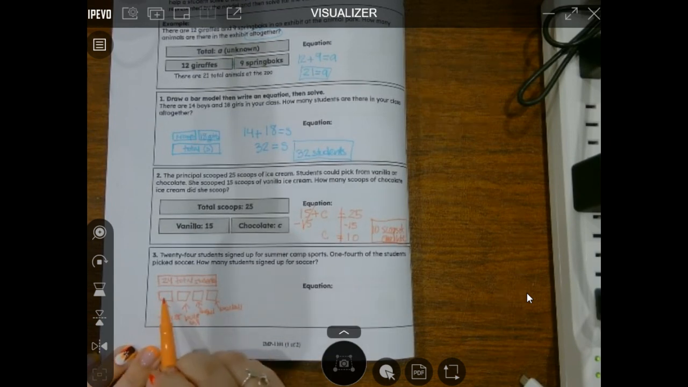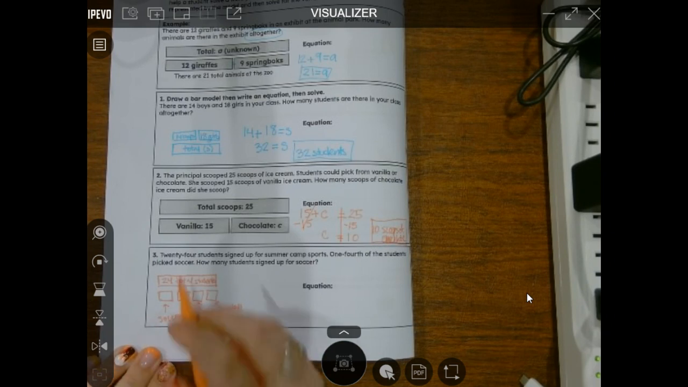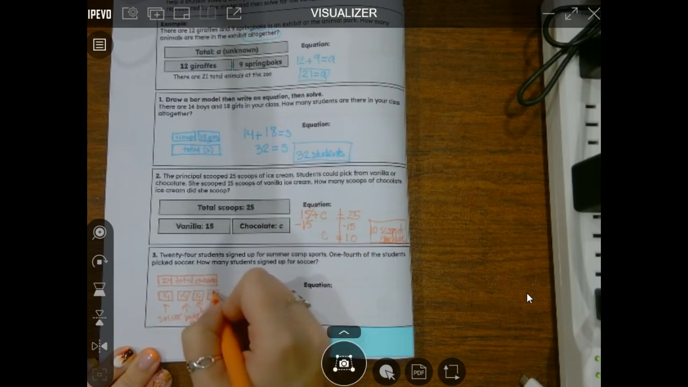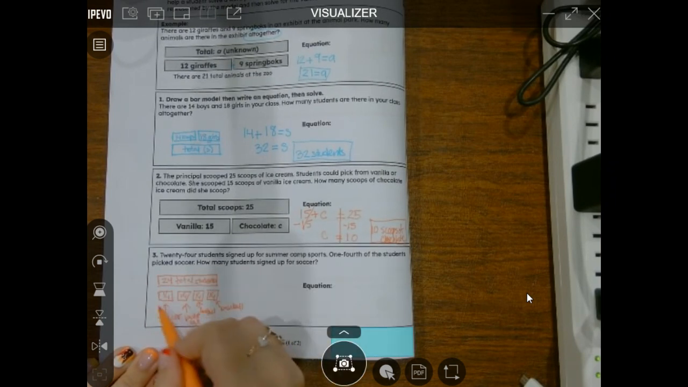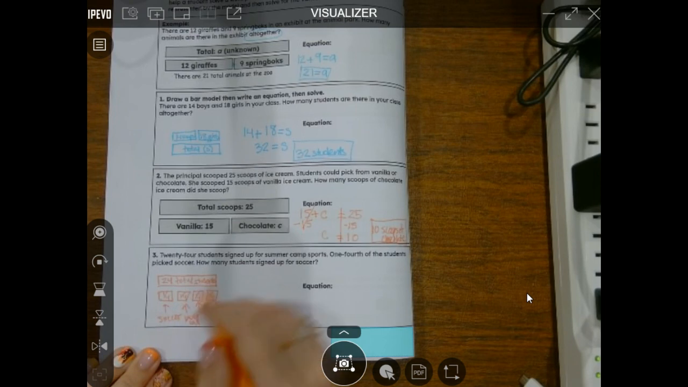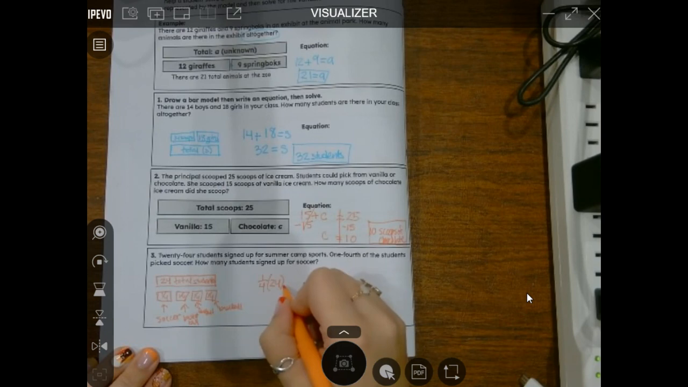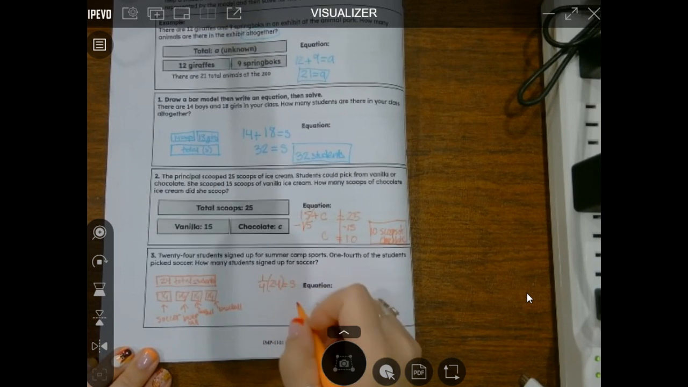So what is this box in comparison to the total? Well, it's 1/4 of it. Do you remember how we said 1/4 of a number? What do we do with those? We multiply them, right? Because this is a 4th, and this is a 4th, and this is a 4th, and this is a 4th. So if this is what we're trying to find, how many pick soccer, 1/4 of the total, which is 24, picked soccer. So now you just multiply those.